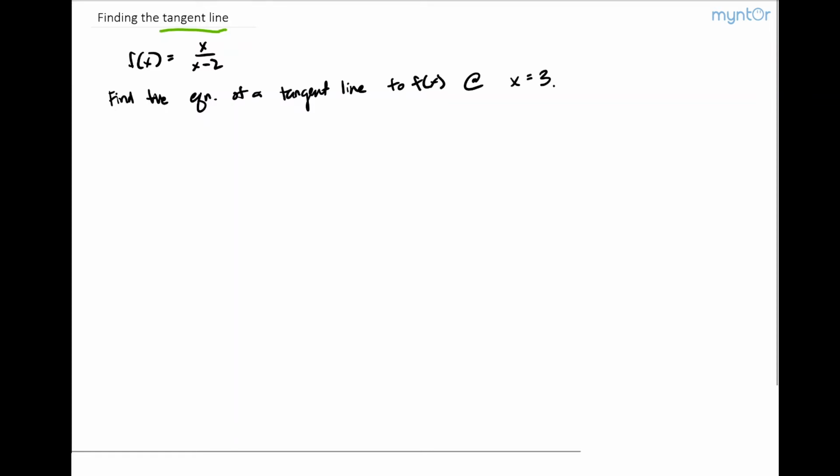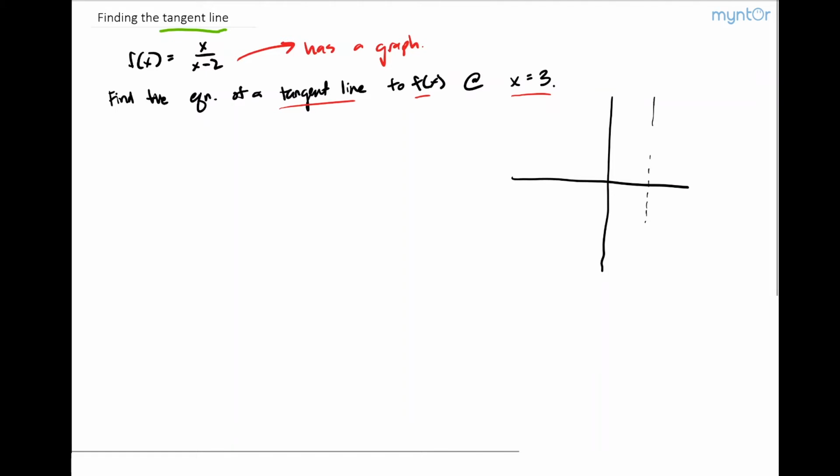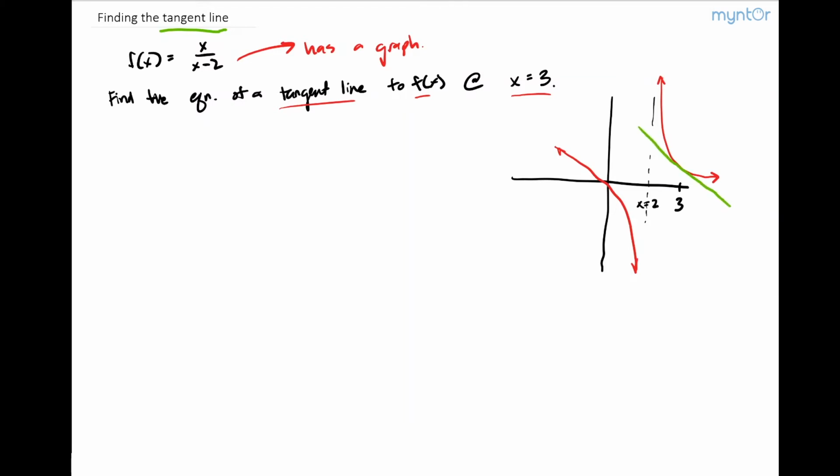And so what we do know is that f of x has a graph, and what we want to find is the equation of the tangent line to f of x when x is equal to 3. To give you an idea what that looks like, if I graph x over x minus 2, it's going to look something like this. And so at x is equal to 3, right here, we want to know, what is the equation of the tangent line right there? And so what is the equation of a line?